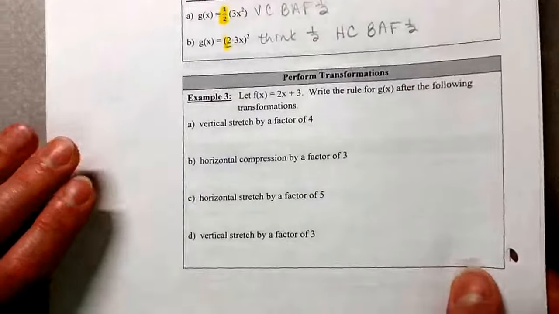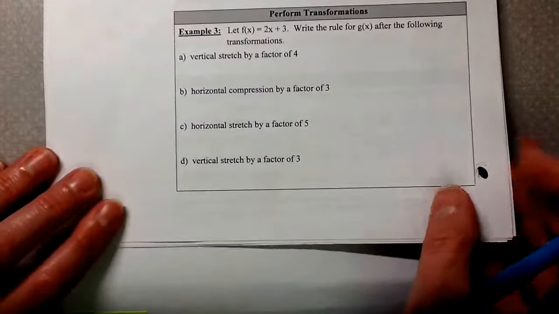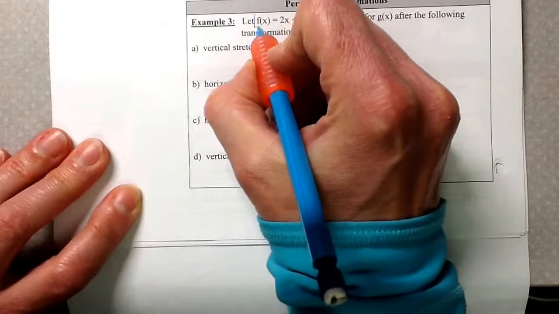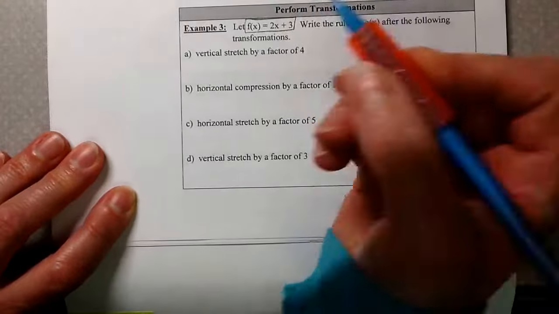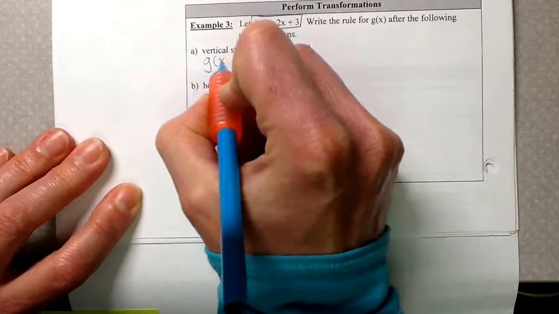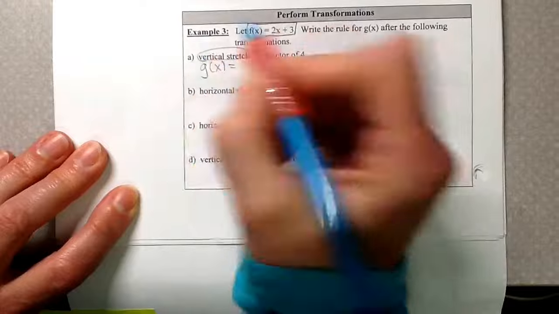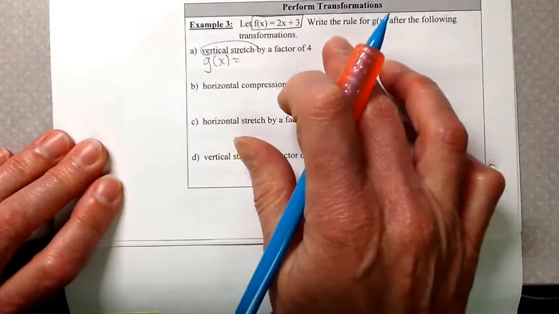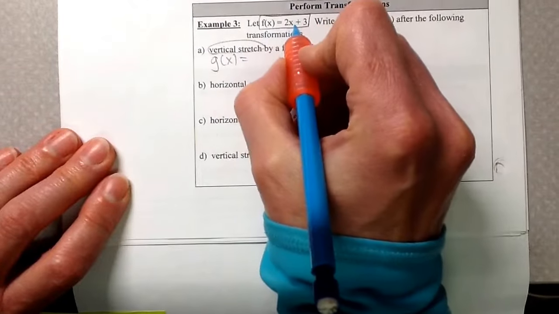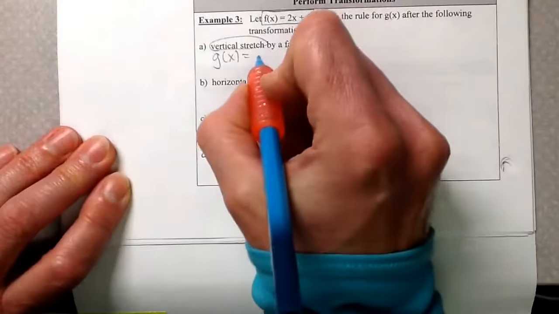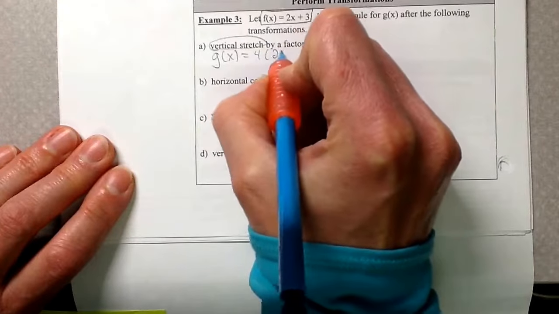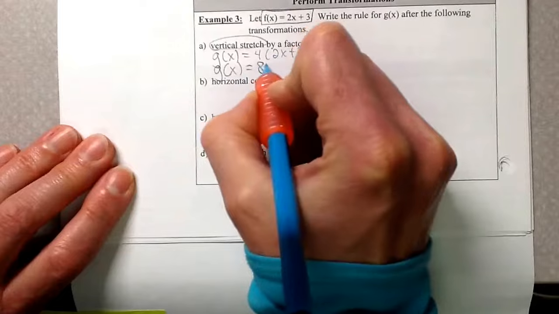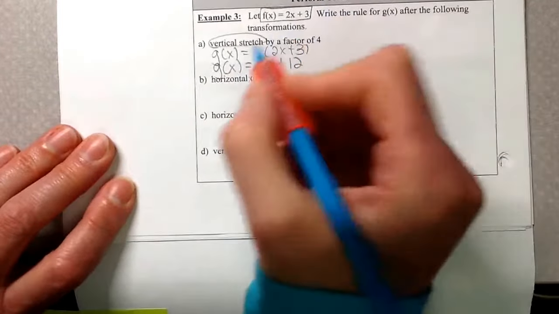Okay, now we're going to do the same thing as we did yesterday. Now we're going to write a rule given a transformation. So we're starting out with this being our original function. So now we're going to write g of x equals, and this is a vertical stretch. Remember, vertical is the y, so it affects the entire side. So we're going to put this in parentheses, and we're going to multiply it by a factor of 4. So 4 times 2x plus 3. Our new function is g of x equals 8x plus 12.